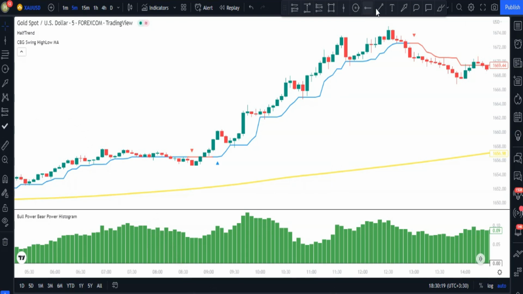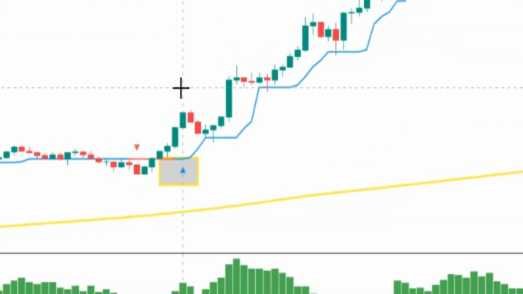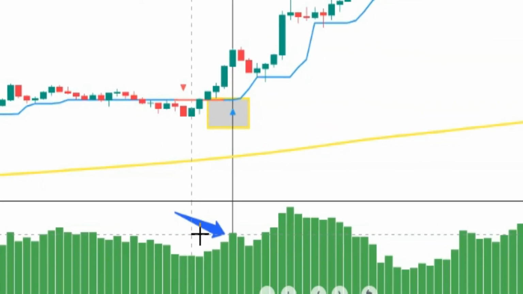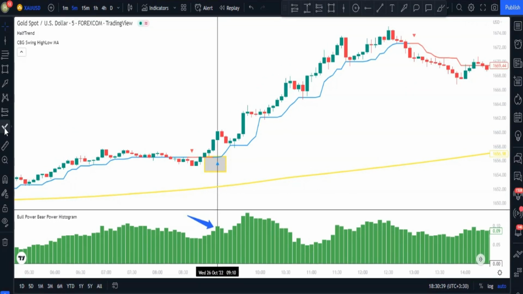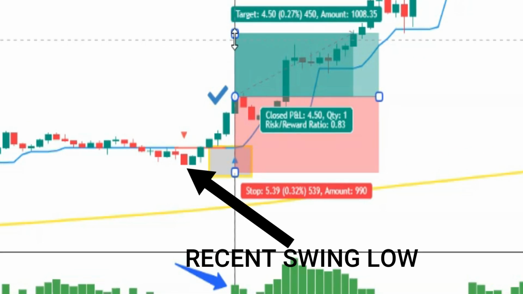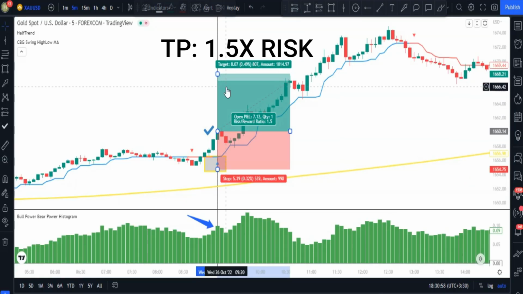So the conditions for entering a long position are as follows. First, we need a valid long signal by the half trend indicator. And second, this histogram should be green. And for the final confirmation, the swing high line moving average should be green and it should be below the price action. So when all these conditions are met, we can place a long order. And our stop loss would be just underneath the recent swing low, and the take profit would be 1.5 times greater than the risk.